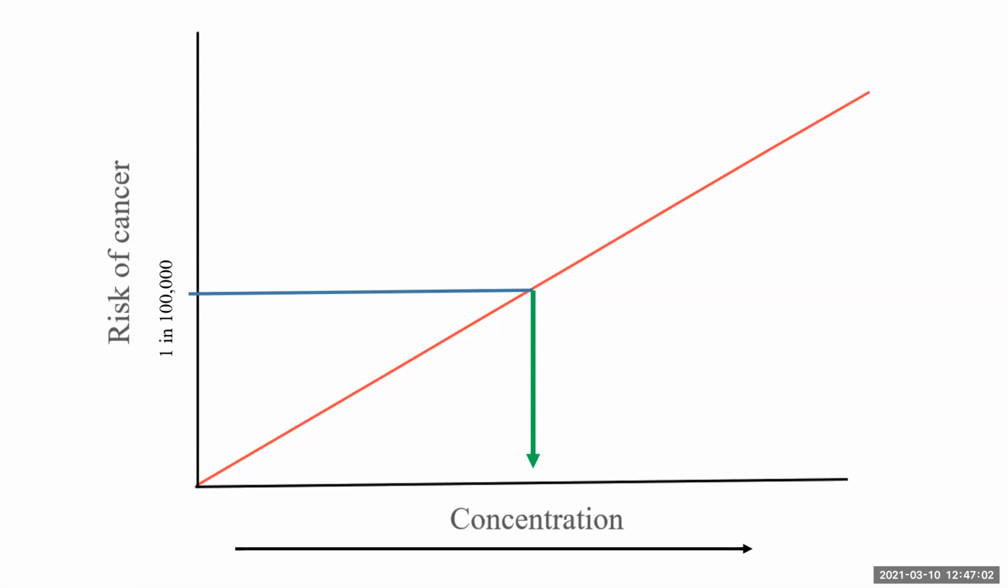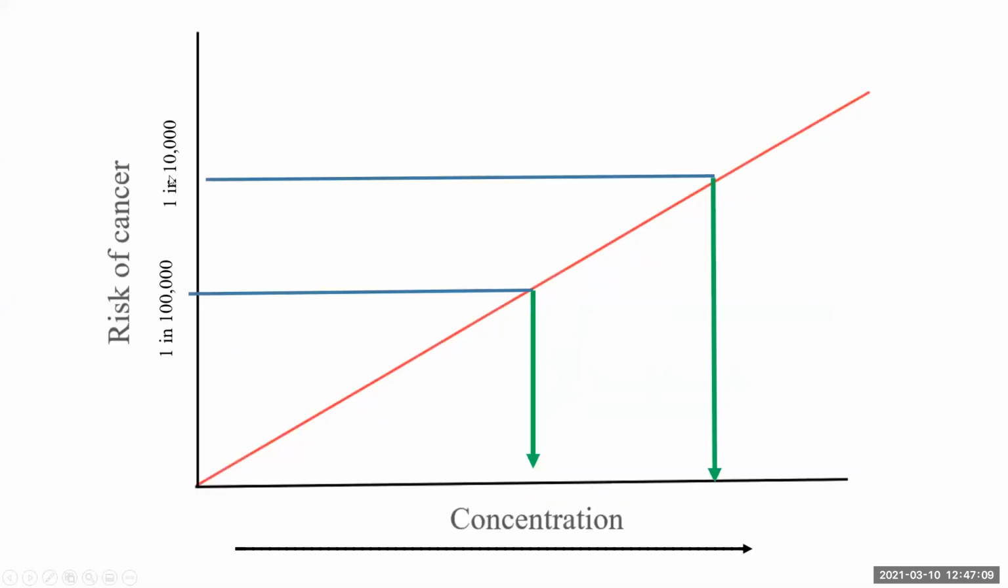So say we had more of a risk, because risk is increasing upward, say 1 in 10,000 or 10 in 100,000, that's up this side. If you draw a line across and drop it down, it's at a higher concentration. The more you're exposed to, the more risk of cancer there is.